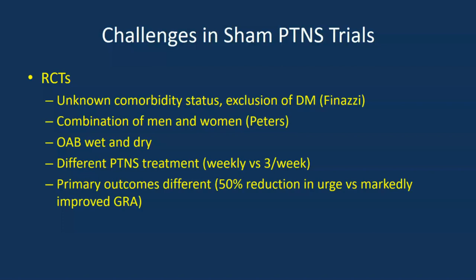Different tibial nerve stimulation regimens. In the United States, most of us use the once a week fashion, but some places use it more often if you can do that. And then primary outcome measures, right? These are the moving targets that everyone seems to create in the literature. So there's never been a hard and fast measure.